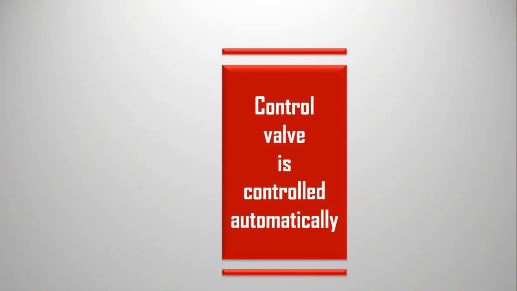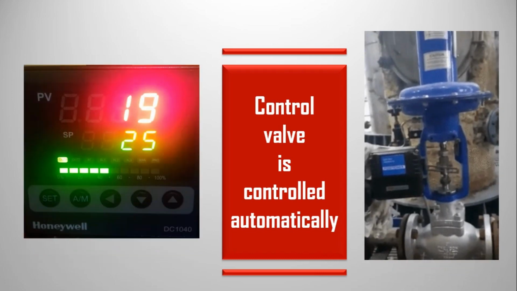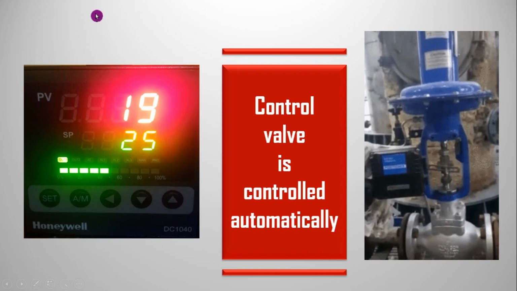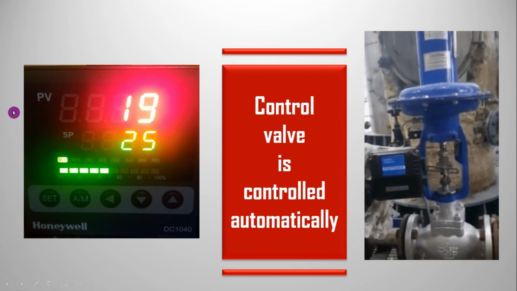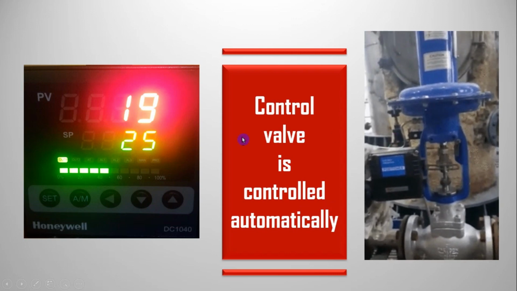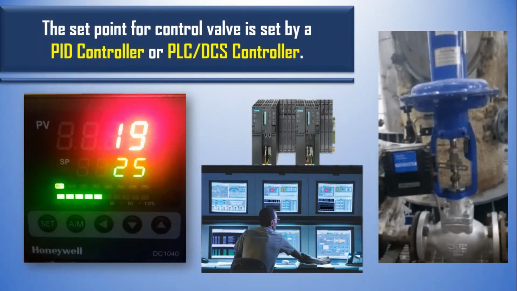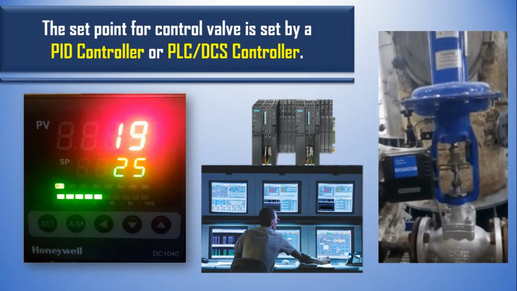Control valve is controlled automatically. Here you can see the control valve is controlling automatically by the means of a controller. We are taking an example of PID controller, and PID controller is controlling this control valve automatically. This control valve is controlled according to the set point. Now let us discuss about the set point. The set point for control valve is set by a PID controller or PLC DCS controller.